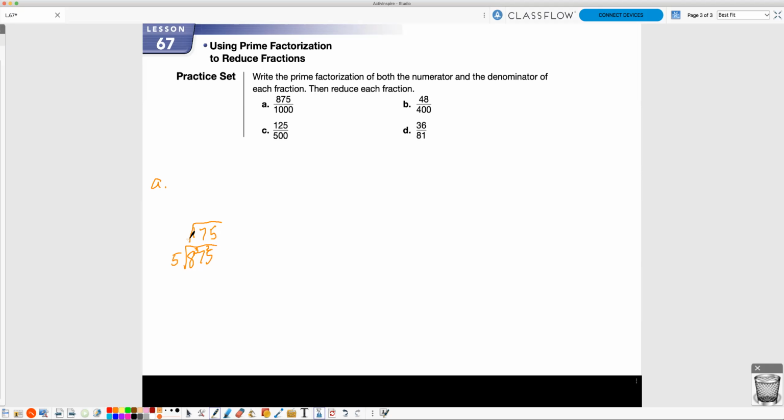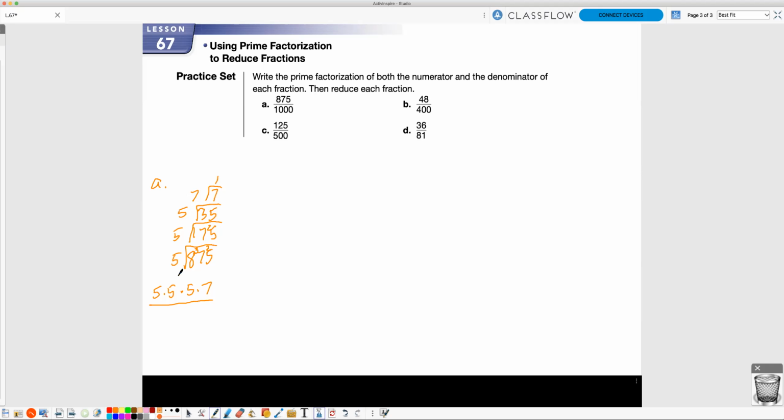So it's 175. This divided by 5, the closest I could get to that would be 3, sorry. So this would be 3, which would get me to 15 and it'd be 2 away. 25 divided by 5 would be 5. 35 divided by 5 I know is 7, and 7 divided by 7 is 1. These are all the prime factors of 875. So it would be 5 times 5 times 5 times 7 in the numerator.